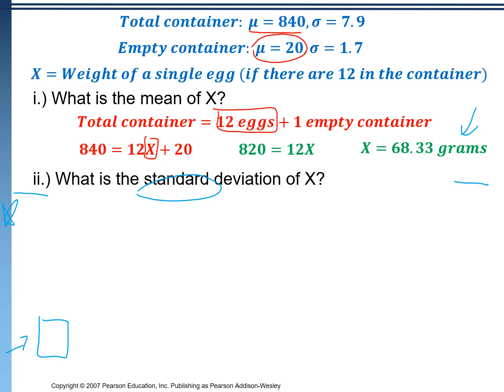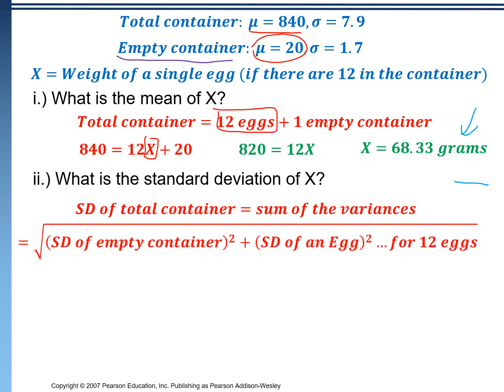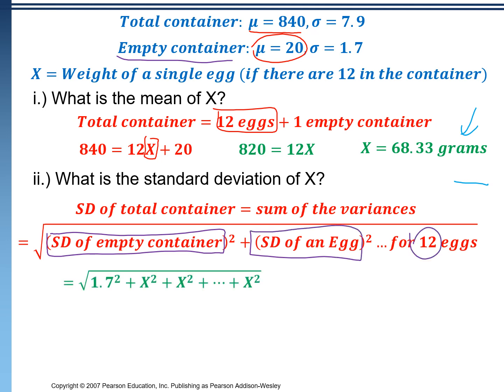Section 2 is where it gets a little tricky. It's saying what's the standard deviation for the weight of these eggs. We know the standard deviation of the total container is going to be the sum of all the variances of the individual parts. Inside this container, we have the weight of the empty container and 12 individual eggs. So we're going to square the standard deviation of that empty container, the standard deviation of the eggs squared for all 12 eggs. We don't know what that is. We have x squared 12 times. And we can just simplify that.